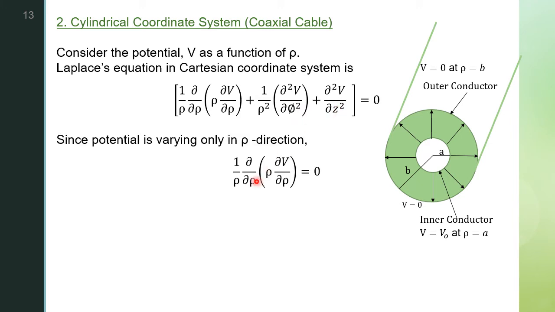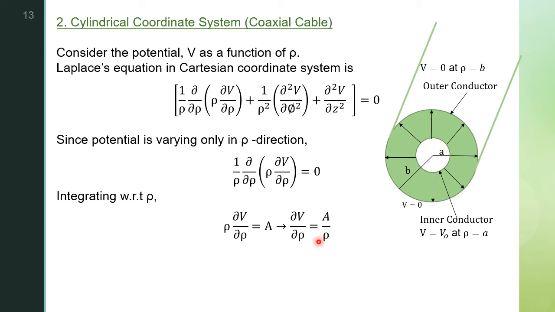So it can be written as 1 by rho ∂/∂rho of (rho ∂V/∂rho) equal to 0. Now on solving this equation, we'll integrate with respect to rho. The 1 by rho will be cancelled with the 0. So we'll get rho ∂V/∂rho is equal to A. And this is the same as ∂V/∂rho is equal to A by rho.